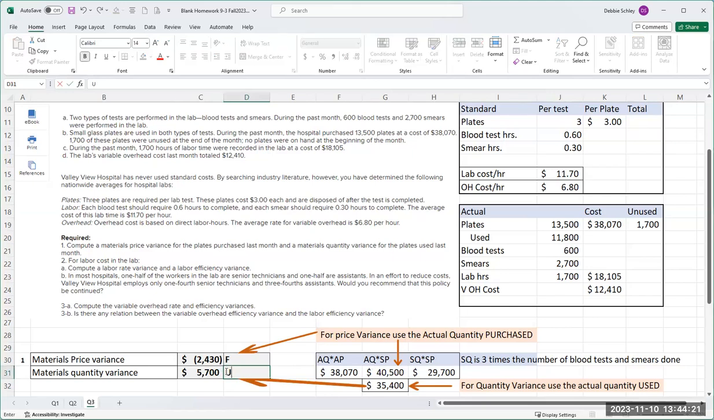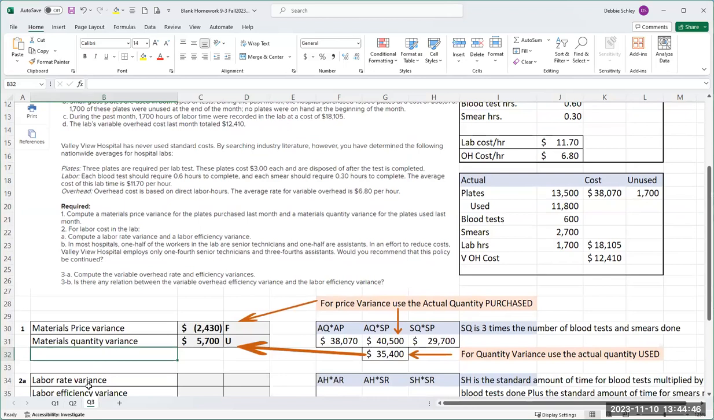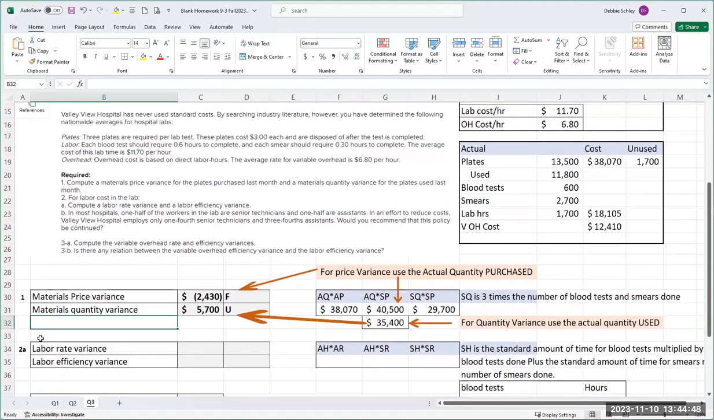That is unfavorable, right? Because actual is more than what I expected. Okay. So far, so good. We made it through required 1. Required 2, for lab costs in the lab, A, compute the labor rate variance and the labor efficiency variance. So in 1, we were talking about direct materials, which is the plates. Now we're talking about labor.